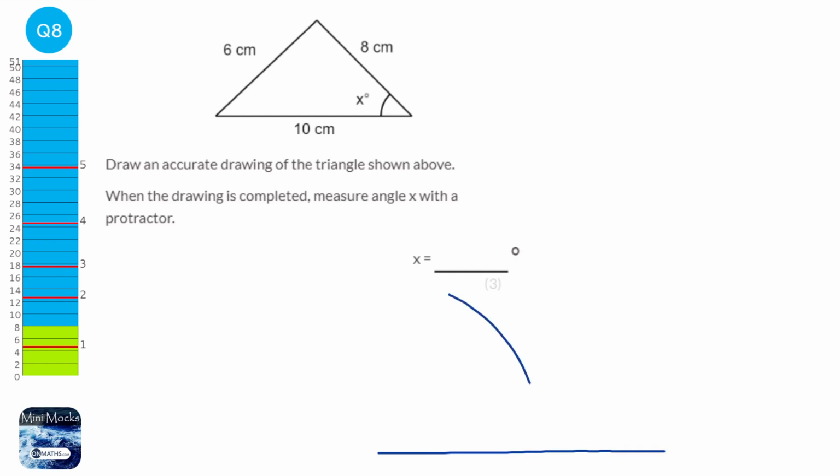We can do the same on the other side for 8 centimeters. So we're going to do our 8 centimeter arc from the right hand side, and we're going to put the point of the compass here. And it should be like that. And you can see where the two arcs overlap, which is here, and we can join these up with straight lines.